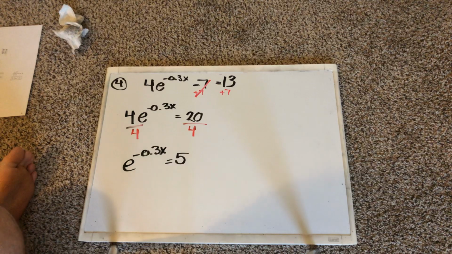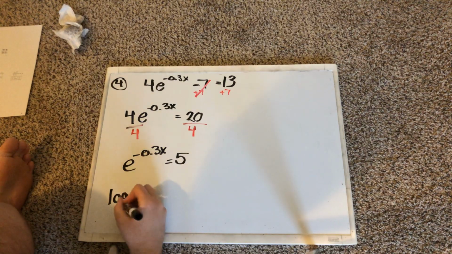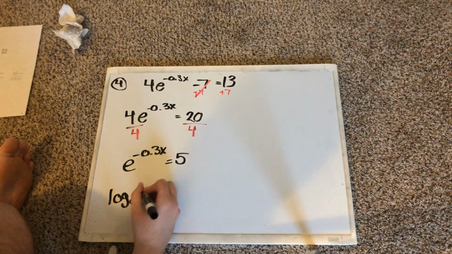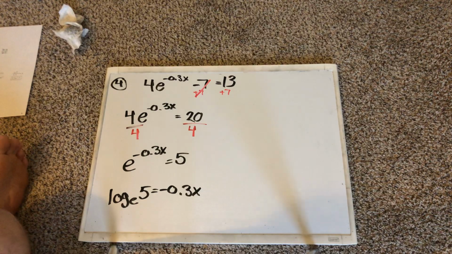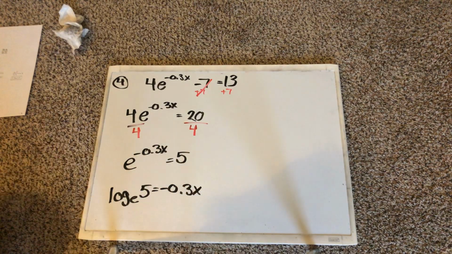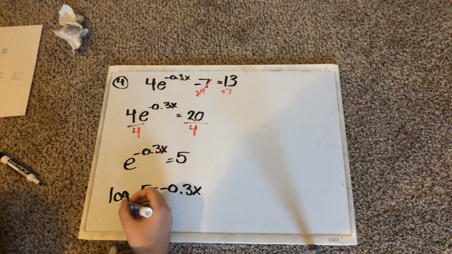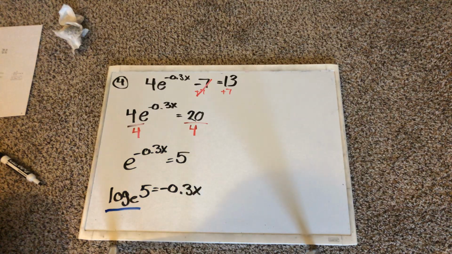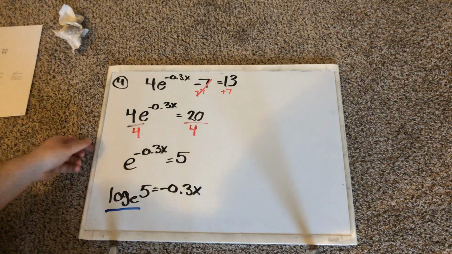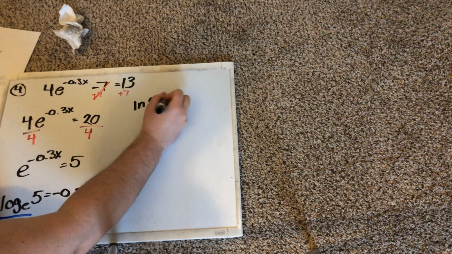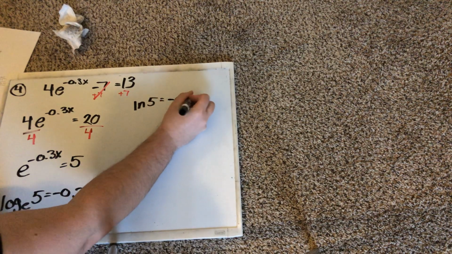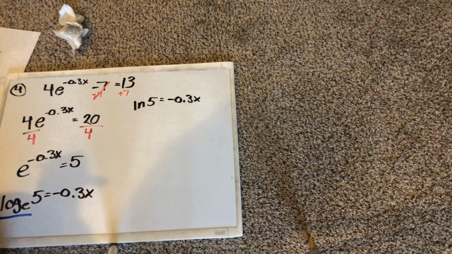This is an exponential form, right? Because we have e and it's being raised to an exponent. Well, let's change this to log form. If I have log base e of 5, that's equal to negative 0.3x. And what's cool, I think it's cool anyway, if we have log base e, we know what that is. Log base e is just the natural log. So the natural log of 5 is equal to negative 0.3x.